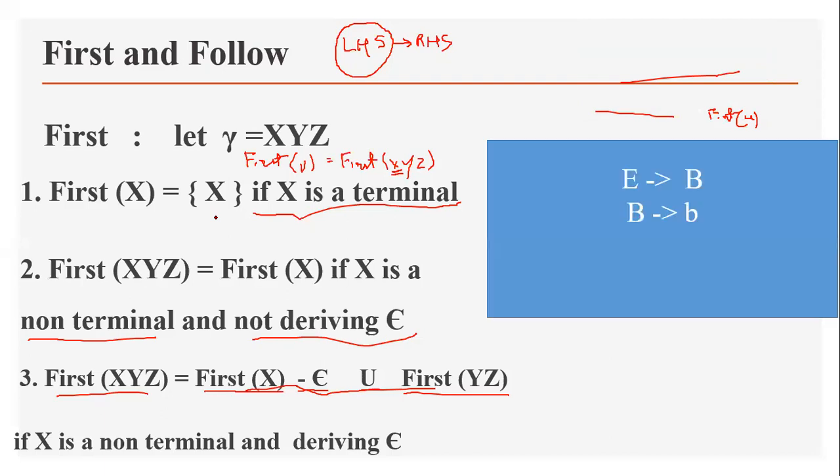Let us consider E derives B. B means small b. So where you have to find first, you have to find first of E, because it comes on the LHS side. First of E is equal to first of B. It is not the answer because B is not a terminal, is it not? It is not a terminal.